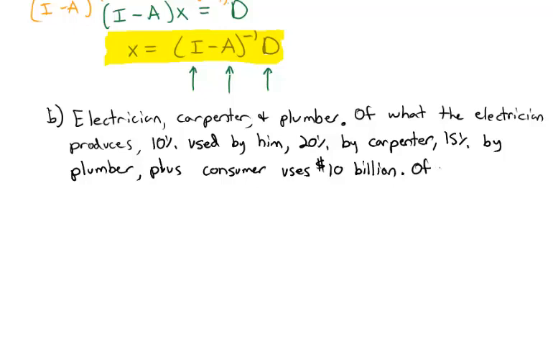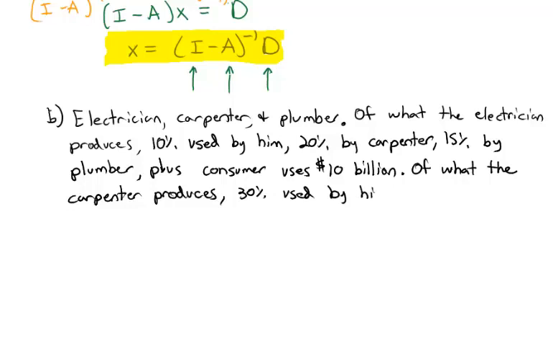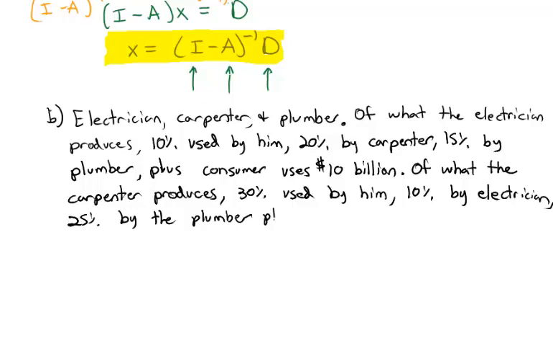Of what the carpenter produces, 30% is used by him, 10% by the electrician, and 25% by the plumber. Plus the consumers using $15 billion.